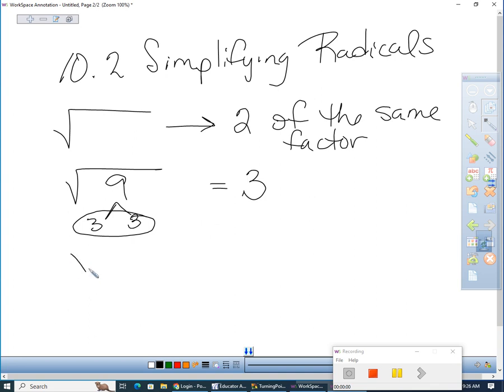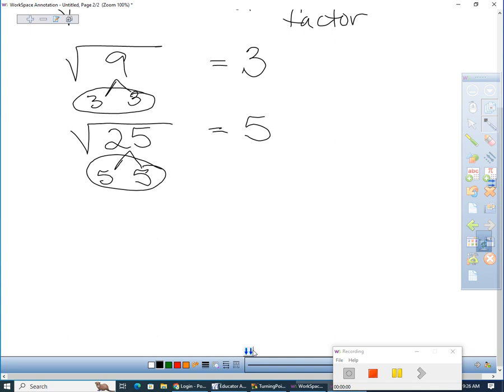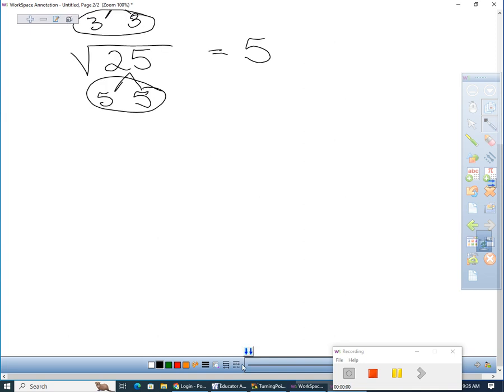When I have the square root of 25, 25 is 5 times 5. And since there are two of the same thing, this equals 5. Right? Okay. So now we're going to have some fun. What I want to talk about today is if you have a radical that is not a perfect square, like our two examples there.